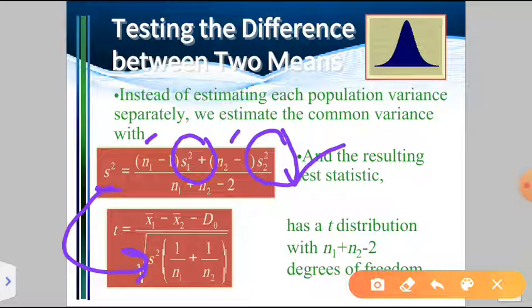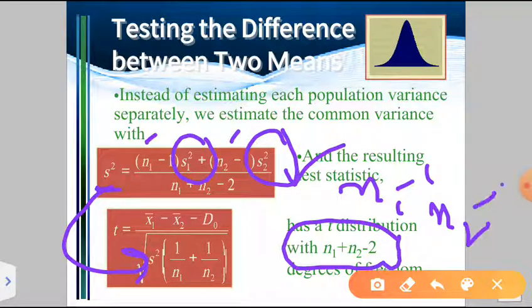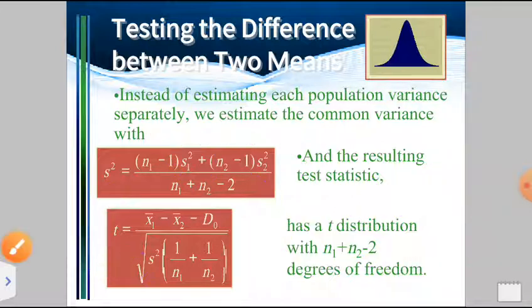And in this case, what should the degree of freedom be? The degree of freedom is given by n1 plus n2 minus 2, because in the first case it is n1 minus 1, and in the second case it is n2 minus 1. So as a sum of the two we get n1 plus n2 minus 2. This is how you can remember it.